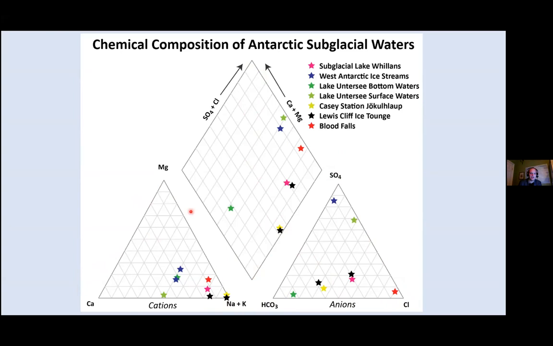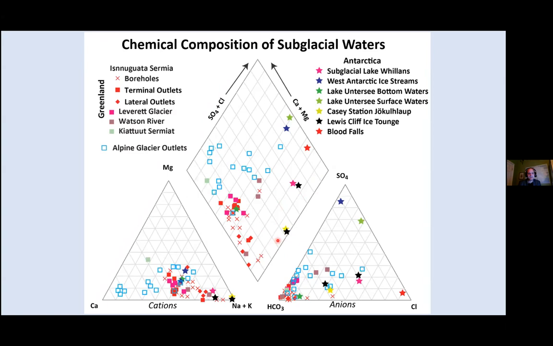And you will notice that the Antarctic waters, with the exception of the Lake Untersee bottom waters, tend to plot to the far right of this diagram. And if we add the waters from Greenland and from Alpine glaciers, they each plot quite neatly in, with just a couple of overlapping examples in different portions of the diagram.